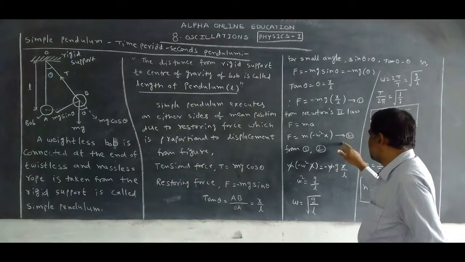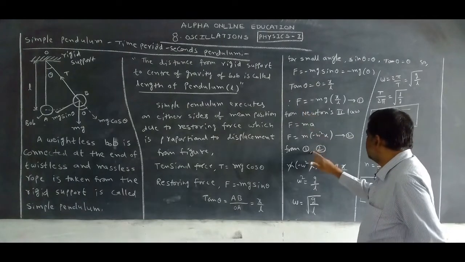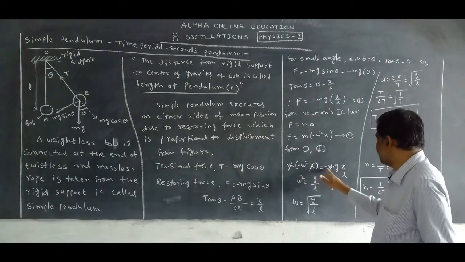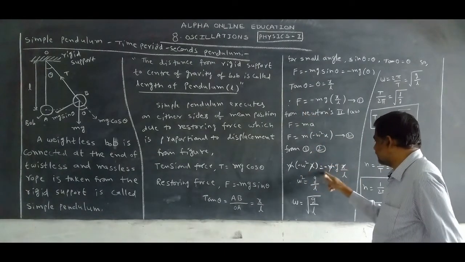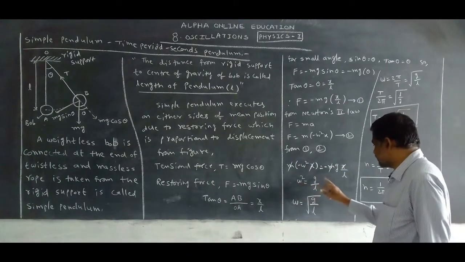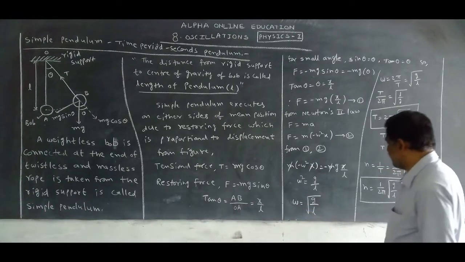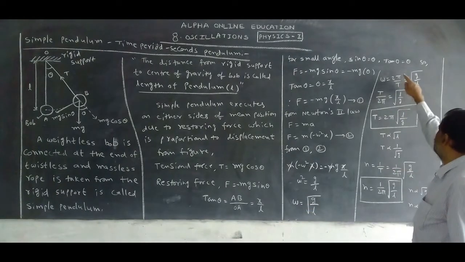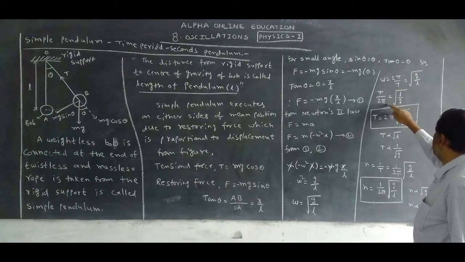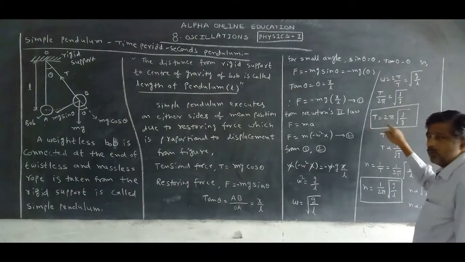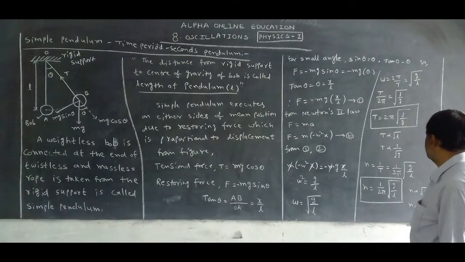Compare equations 1 and 2. m times minus omega square x. m cancels, x cancels, minus cancels. Omega square is equal to g by L. Remove the square: omega is equal to root g by L. What is omega? 2 pi by T is equal to root g by L. Take the reverse: T by 2 pi is equal to root L by g. So T is equal to 2 pi root L by g.